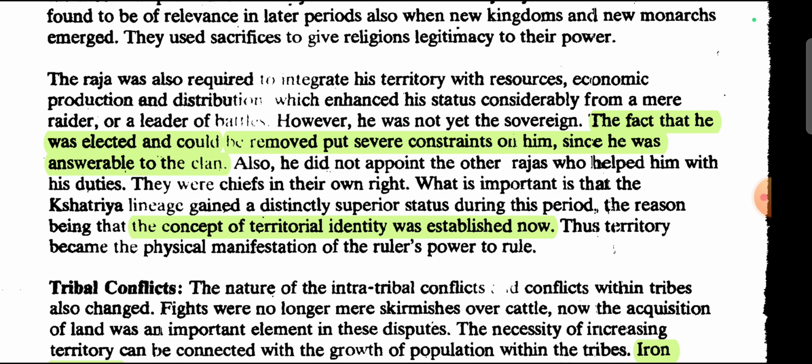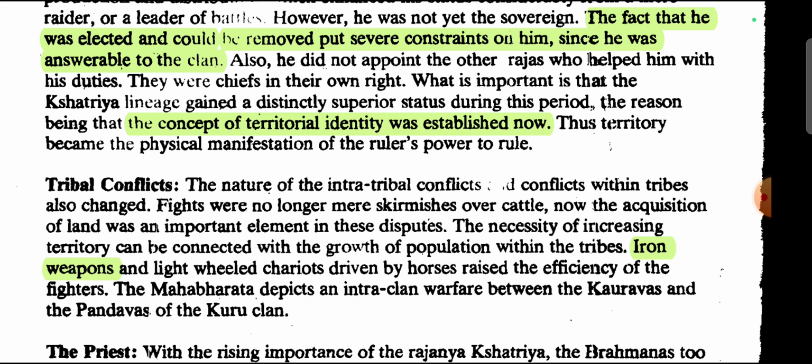However, he was not yet the sovereign. The fact that he was elected and could be removed put severe constraints on him, since he was answerable to the clan. Also, he did not appoint the other Rajas who helped him with his duties. They were chiefs in their own right. What is important is that the Kshatriya lineage gained a distinctly superior status during this period, because the concept of territorial identity was now established. Thus, territory became the physical manifestation of the ruler's power to rule.